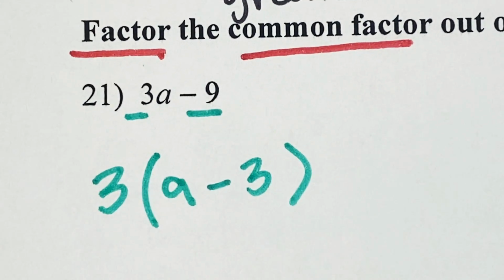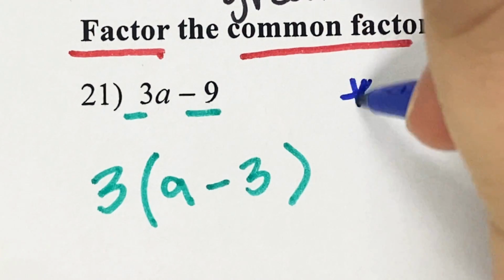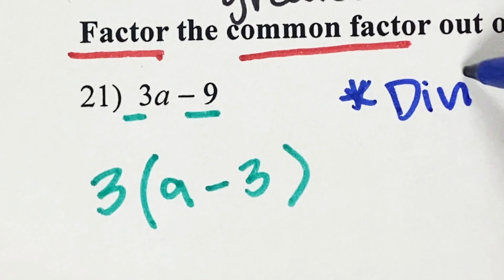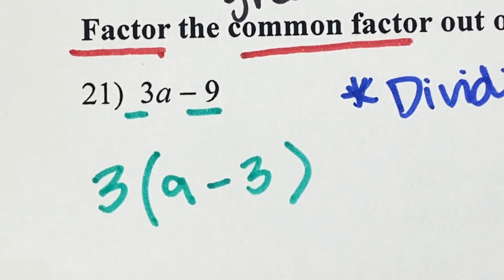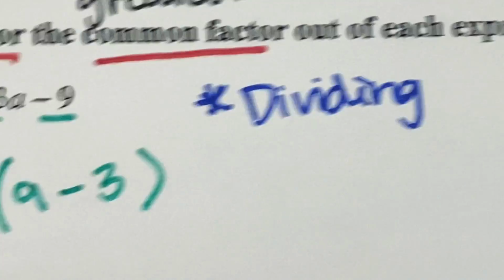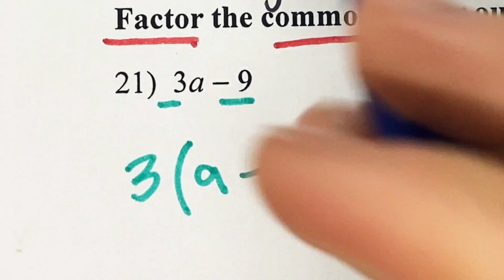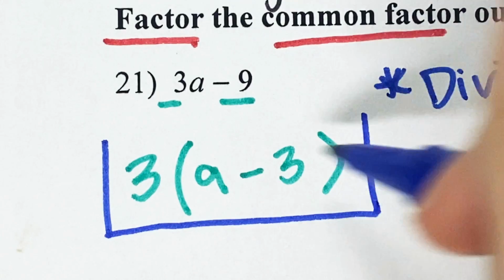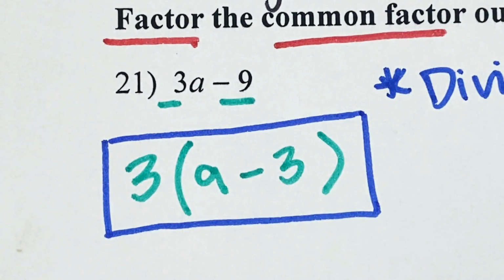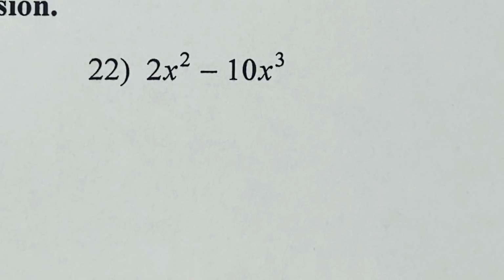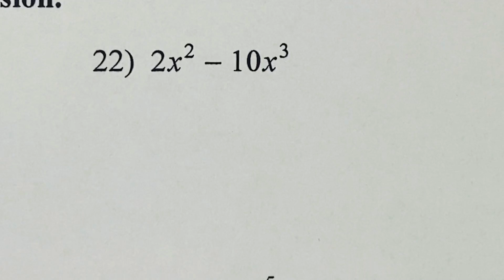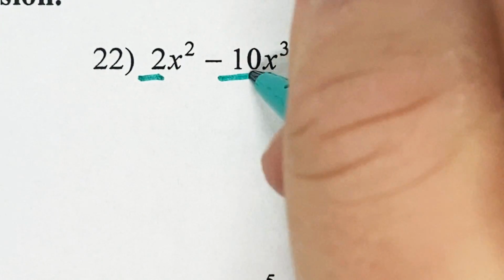So notice we are always dividing. Factor means divide. Remember how last time we were multiplying? Well, now we're going backwards. We're dividing. So we divided out that 3, and it gave us what was left inside. I know that might seem a little confusing. Let's look at number 22. Look at your coefficients first. Let's look at 2 and 10.